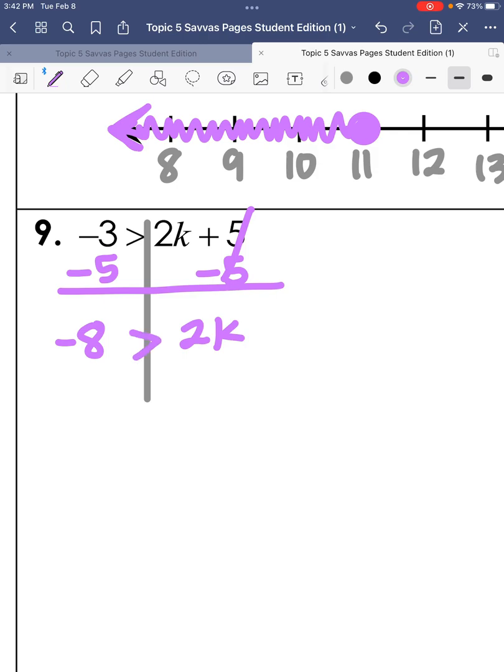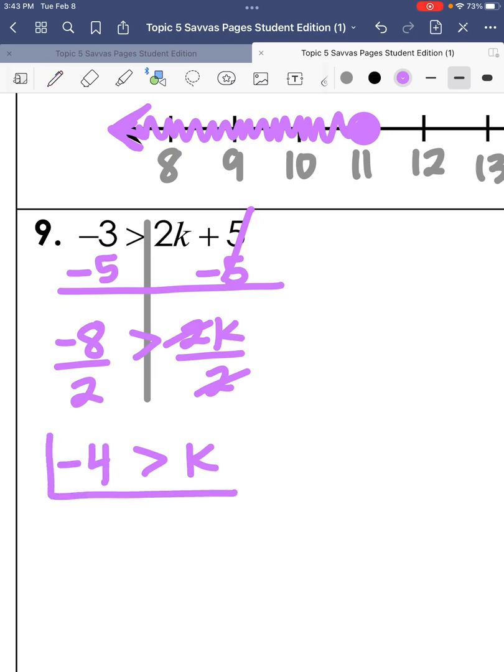So now I've got to get that k by itself. Well, how do I get that k by itself? I divide by 2, and I do that on both sides. Okay, I'm dividing by 2. Does my sign need to change? No, because I'm not dividing by a negative, so it's still going to be greater than. On the side with the k, my 2's will cancel out. K comes down, it's by itself. On the other side, -8 divided by 2 is -4. So -4 is greater than k is my solution.